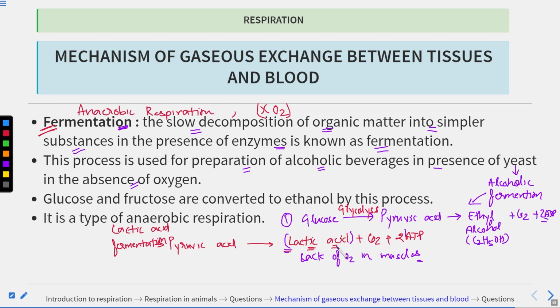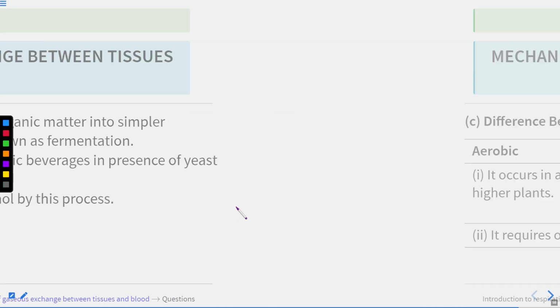While if you talk about the yeast, yeast undergoes alcoholic fermentation. Now this process is used in the preparation of alcoholic beverages. Here the glucose and the fructose are converted into ethyl alcohol. So ethanol is ethyl alcohol. Now it is a type of anaerobic respiration.